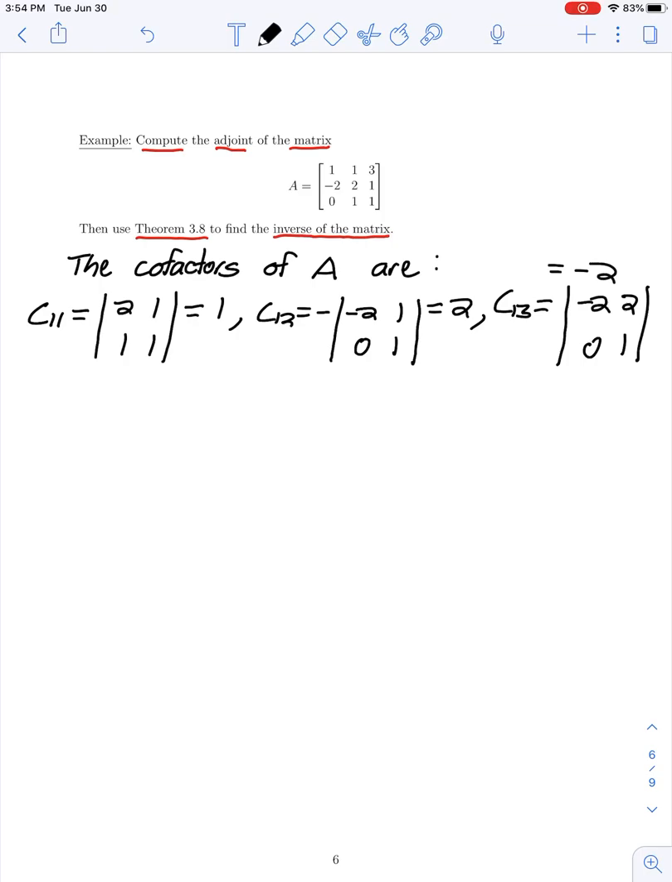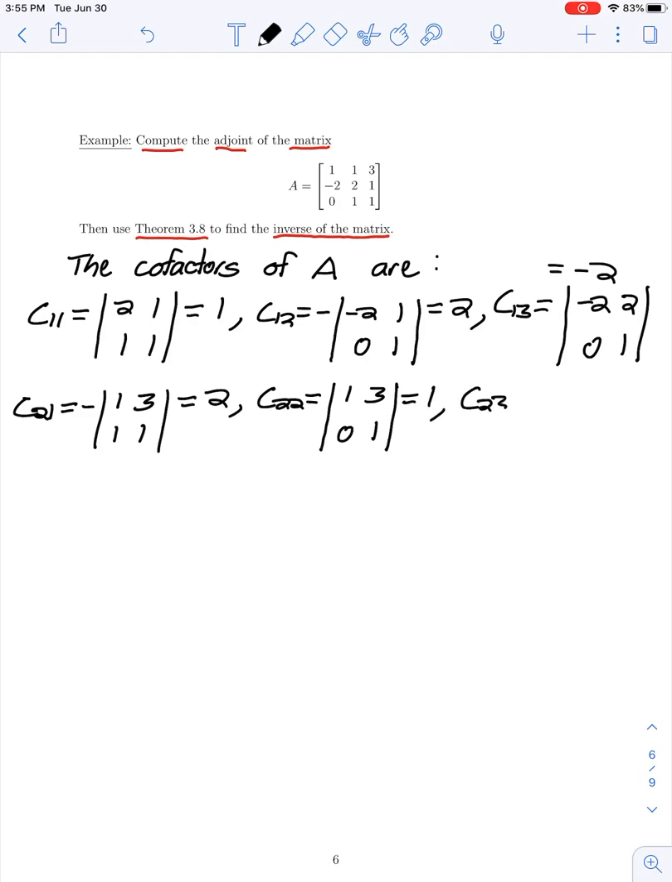Now moving to our second row of cofactors, we have the 2,1 cofactor, which is the negative determinant of the matrix 1, 3, 1, 1 when we delete the second row, first column. That leaves us with the negative of 1 minus 3, so positive 2. Our 2,2 cofactor is the positive determinant of 1, 3, 0, 1, which leaves us with 1. And our 2,3 cofactor is the negative determinant of the matrix 1, 1, 0, 1, which gives us a negative 1.